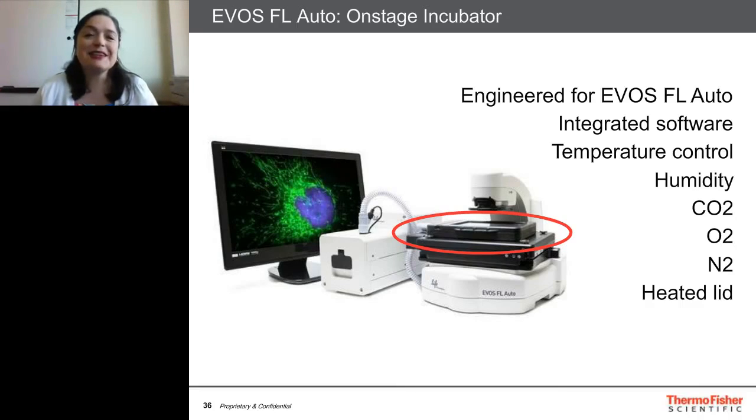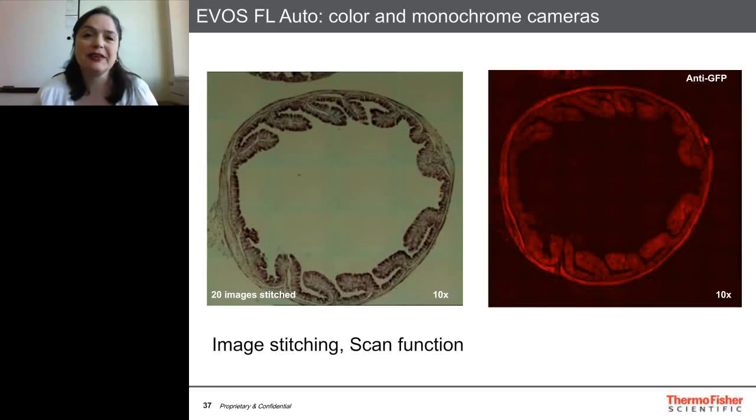But something else that's worth mentioning just about the FL Auto is that you can get more than one kind of camera. So you can get color and monochrome cameras, and that can be really important when you're imaging tissue. And then it also does what we call image stitching, where it takes a series of images of something really big and can stitch them together to give you a complete image of something at a magnification that normally you couldn't collect all the images of. And that's really taking advantage of the fact that it's a digital microscope.